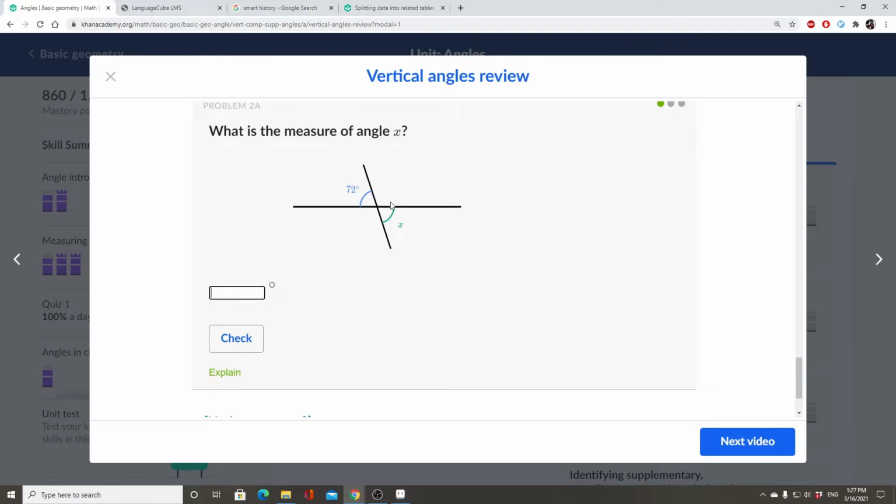Let's see. So 180 minus 72 is 108, I guess, right? So that's a 108 degree angle. Oh, right, and I guess, no, this doesn't really work, maybe we'd have to figure this one out, actually. You could go either way, I guess.